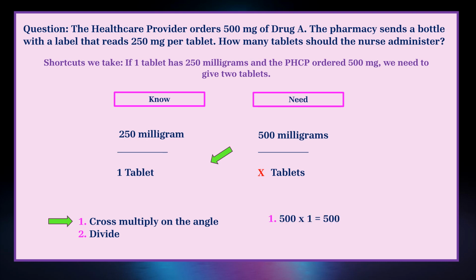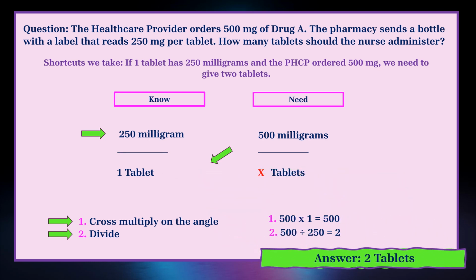So to cross multiply, 500 times 1 is 500. Divide by what's left over. So 500 divided by 250 equals 2. And that's our answer, 2 tablets.